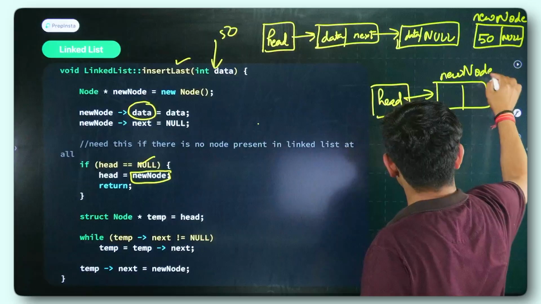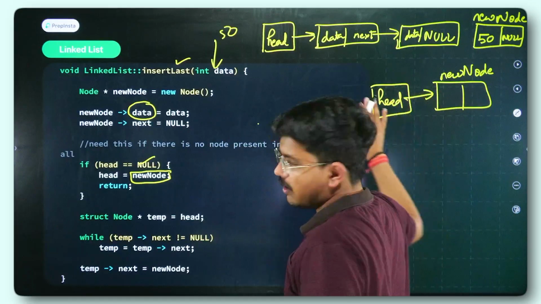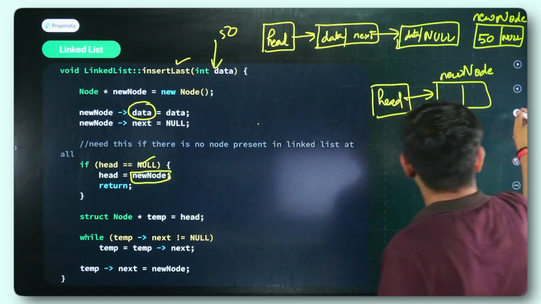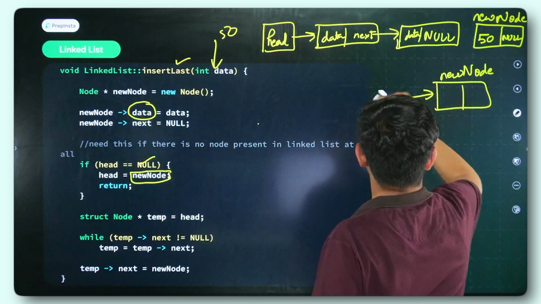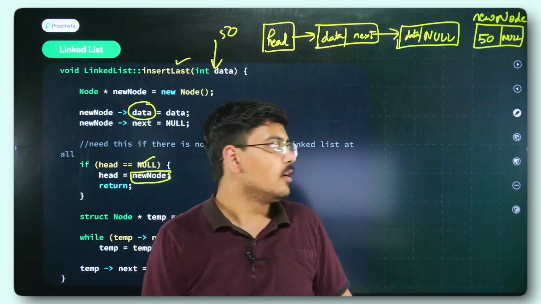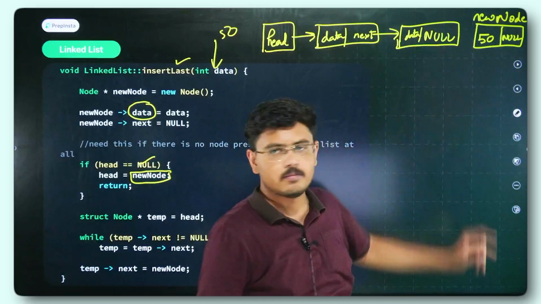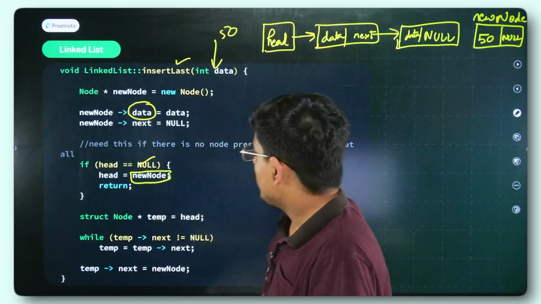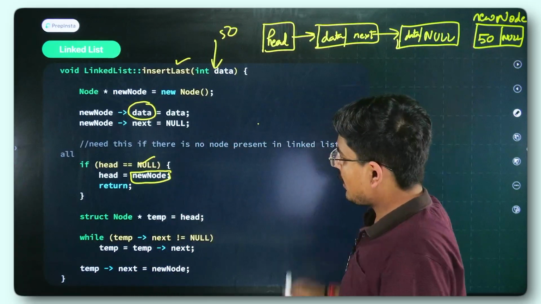But this was the case when we had nothing inside the linked list. Right now we have a linked list which is pre-existing, which is this particular linked list, and we need to add this node here. So we need to add this node to this linked list in the last.